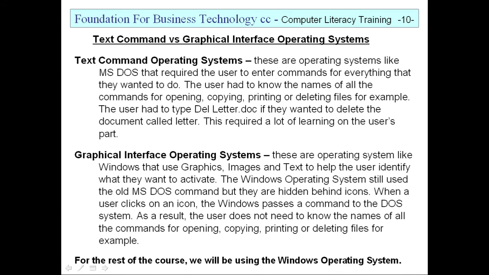Another distinction between operating systems is whether they are text command or graphical user interface operating systems. A text command operating system is one like Microsoft disk operating system that required the user to enter commands for everything that they wanted to do. The user had to know the names of all the commands for opening, copying, printing, or deleting files.